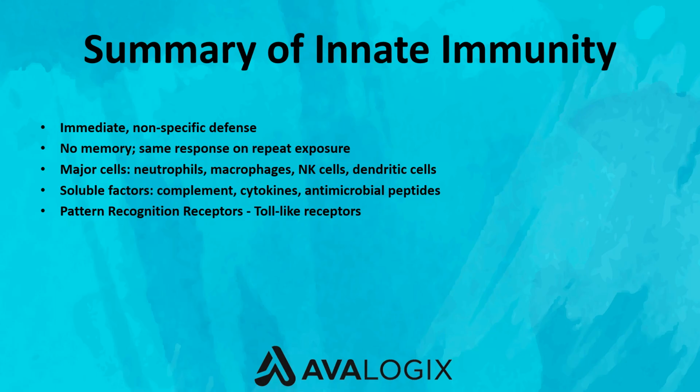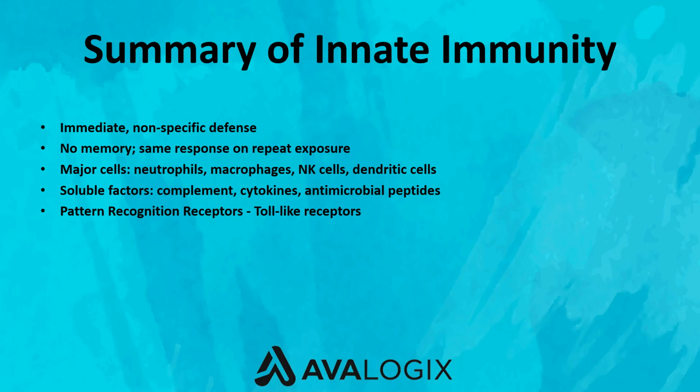We also covered soluble mediators, including the complement system, which tags pathogens, recruits immune cells, and can directly lyse invaders. Cytokines, which act as signaling molecules to promote inflammation and cell recruitment. Antimicrobial peptides, like defensins, that directly kill bacteria and fungi by disrupting their membranes. And finally, we explored pattern recognition receptors, especially toll-like receptors, which detect common microbial patterns and launch inflammatory responses. These receptors are the sensors that allow innate immunity to recognize pathogens and act fast.